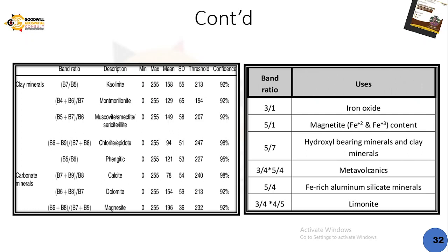This is Landsat 7 to map these minerals. For band 3 over band 1, we can check out the brighter areas to map out iron oxides. For magnetite, that is iron 2 and iron 3 content, you can use band 5 over band 1. For hydroxyl bearing minerals and clay minerals, you can map them using band 5 over band 7. For mafic volcanics, which is band 3 over band 4 times band 5 over band 4, you can map mafic volcanics. Limonites can also be mapped in this way. This is the band ratio operation.